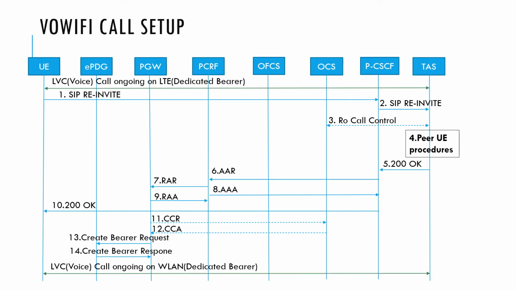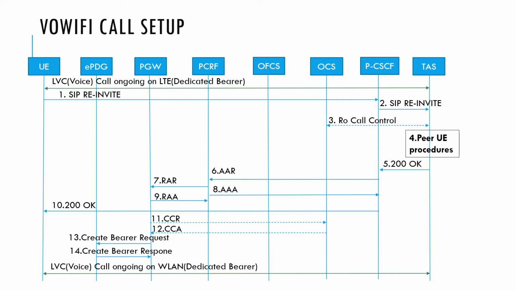So after the WiFi attach, we have to do the WiFi call setup. For this, we have to send a SIP re-invite message towards the PCSCF. There could be a possibility that the voice call is initially on the LTE dedicated bearer. Voice call is generally on the LTE dedicated bearer, and we are moving towards voice over Wi-Fi. So first we need to attach, and then we need to set up a WiFi call. For setting up a WiFi call, we have a message called the SIP re-invite.